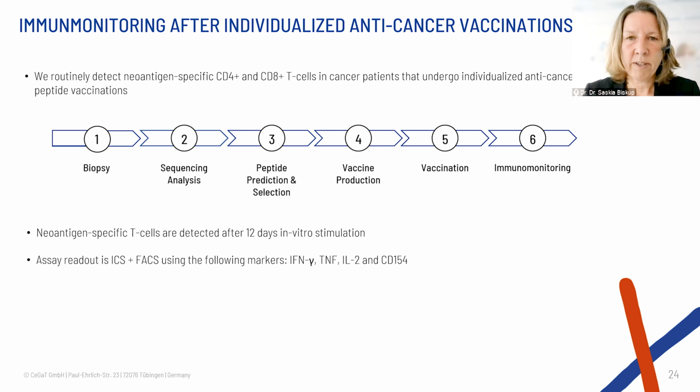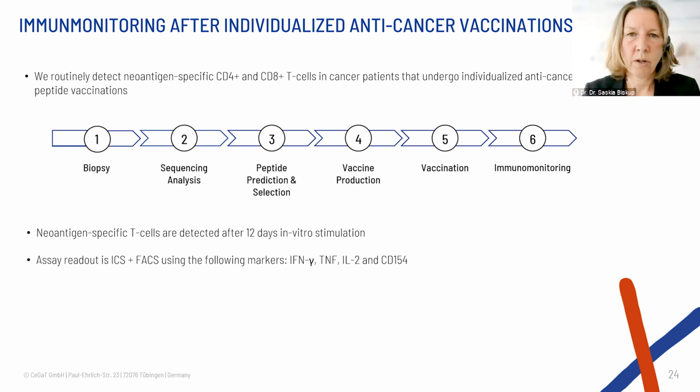So at the same time, we needed to know what is going on with the immune cells. Therefore, we did what we call immune monitoring. So we look for neoantigen-specific CD4 and CD8 T cells in the blood of this patient. Through the vaccine, we are able to create a specific immune response towards tumor mutations.